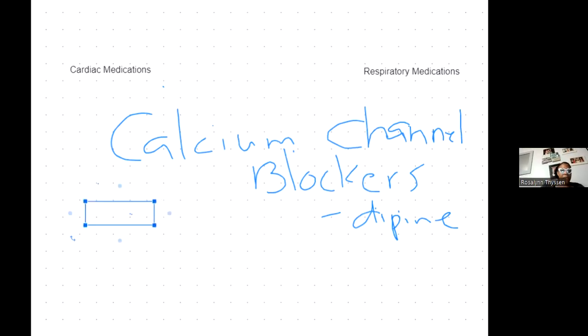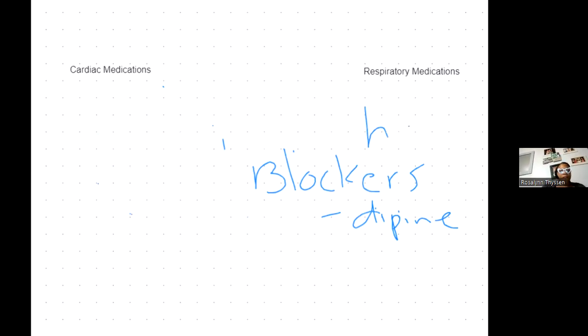And again, these are your dipine drugs. Calcium channel blockers, really good for hypertension, chest pain, and also for heart failure. So does it vasodilate? No, it does not vasodilate. All right, let's talk about some diuretics.